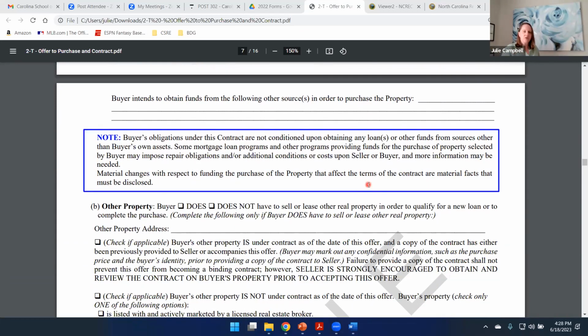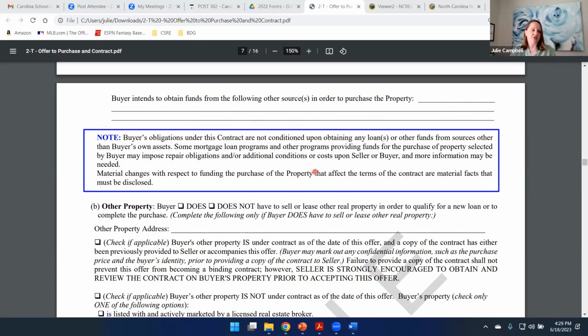Blue note, buyer's obligations under this contract are not conditioned upon obtaining any loan or other funds from sources other than buyer's own assets. Here it is. Some mortgage loan programs and other programs providing funds to the buyer may impose repair obligations and/or additional conditions or cost upon the seller or buyer, and more information may be needed. Material changes with respect to funding the purchase of the property that affect the terms of this contract are material facts that must be disclosed.